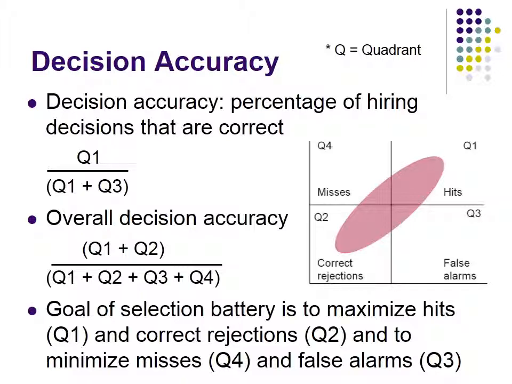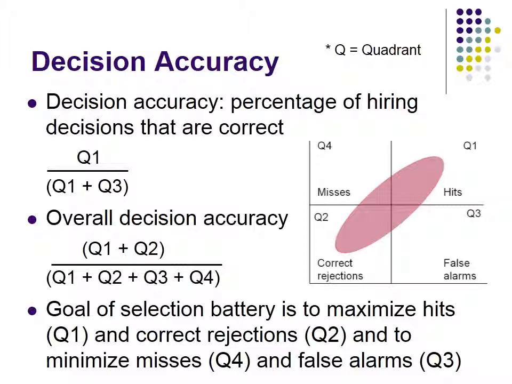So decision accuracy is simply the percentage of hiring decisions that are correct. It's usually calculated by looking at the number of people that you actually hire that are successful divided by the total number of people you hire. So basically Q1 divided by Q1 and Q3. So if you hired 50 people and 30 of them succeeded and 20 of them failed, your decision accuracy would be 30 divided by 50.